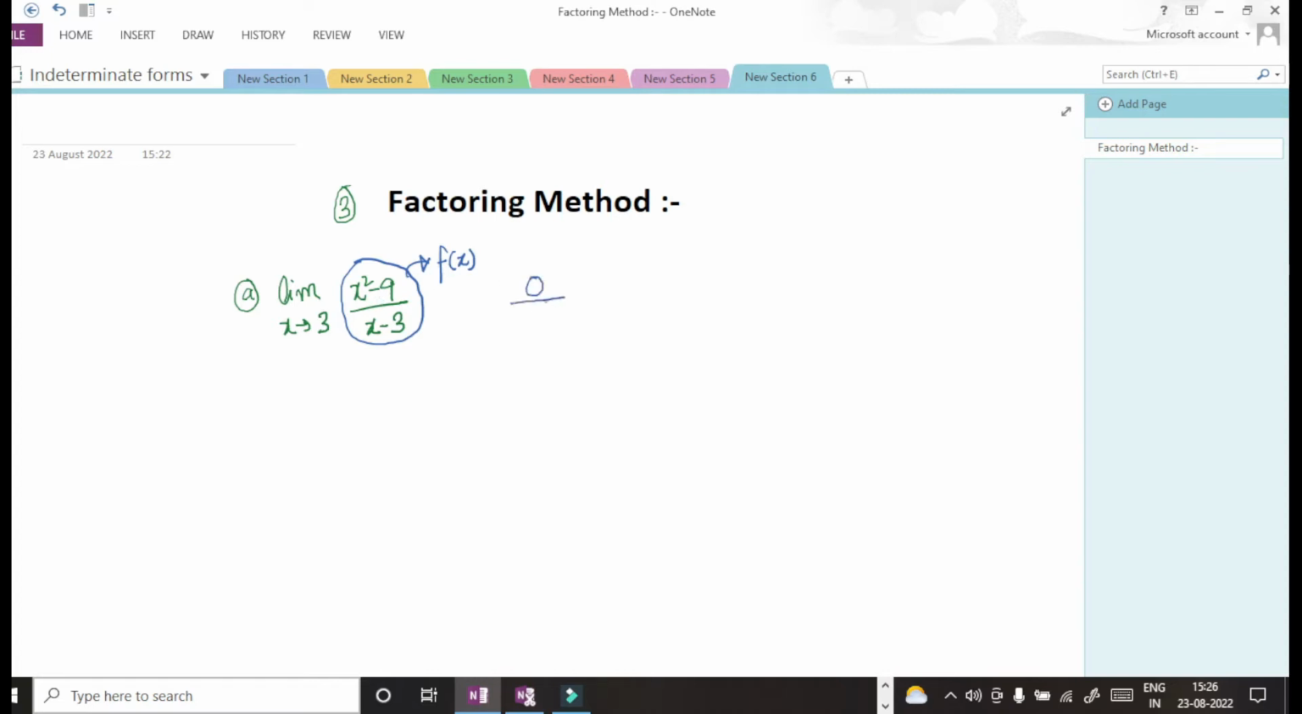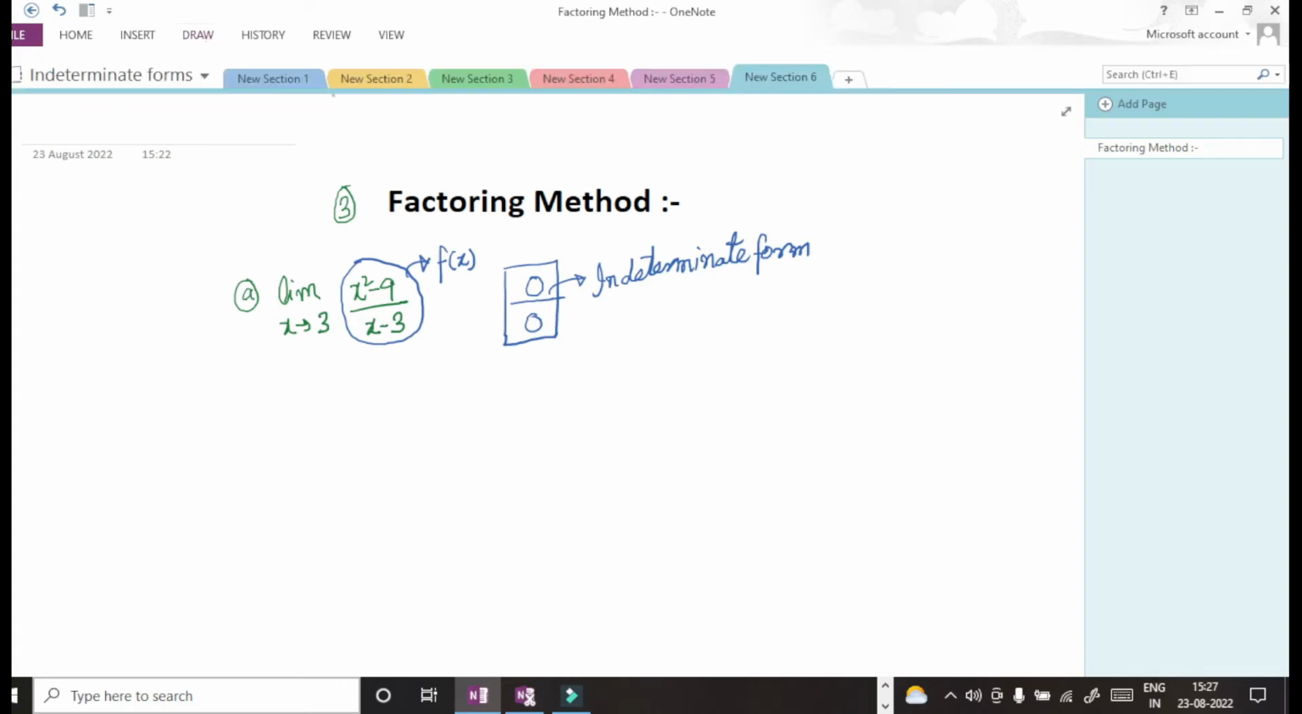Now we are going to see the denominator of that function. In the denominator we have x minus 3. If we put x is equal to 3, then 3 minus 3 is 0. So this is the form which we get after solving the limit, but this is the indeterminate form. We know how to solve this type of problem in limits. There is L'Hopital's rule, but we are not going to talk about that. We are going to see the factoring method, how we can solve that type of limits easily.